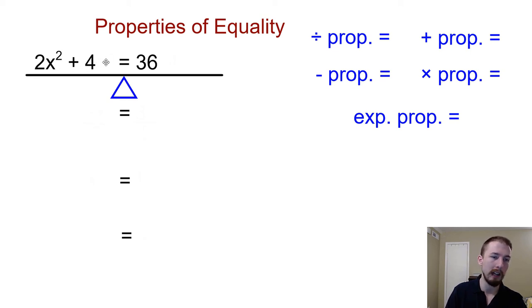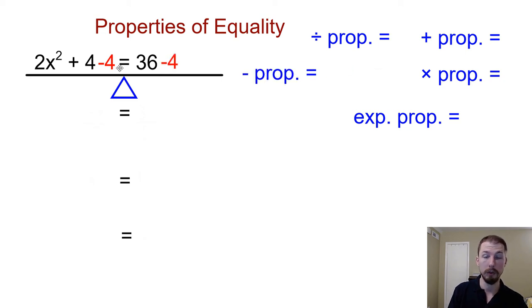So if I subtract 4 from one side, what used to be balanced is now no longer balanced. So I have to subtract 4 from the other side to make it balance. That's going to be the subtraction property of equality. If I subtract the same thing from both sides and remove the 4 at the same time, then it's going to remain balanced the entire time.